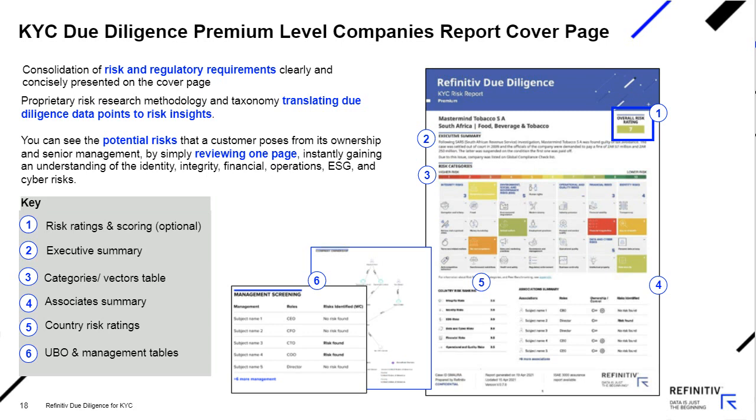Last but not least, on the cover page, in the lower left-hand corner, we have the country risk rating, which is basically for that country. In this case, the sample company we have here is from South Africa, so we provide South Africa's risk ratings aligned with our risk taxonomy as well.